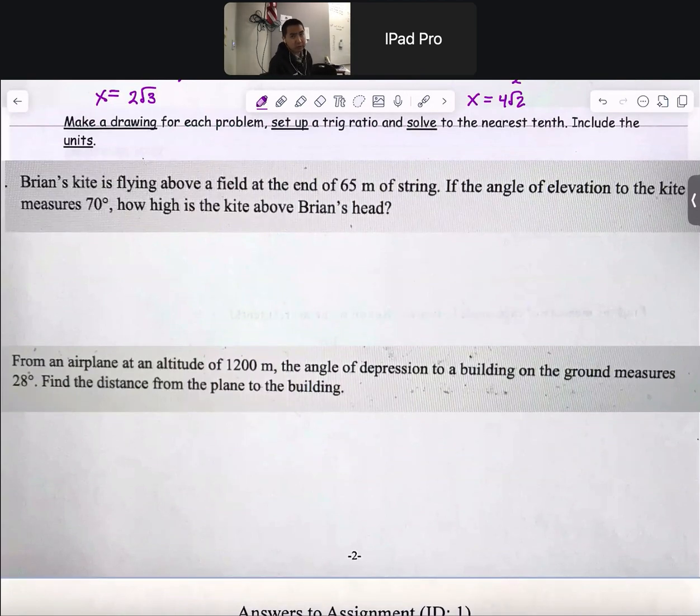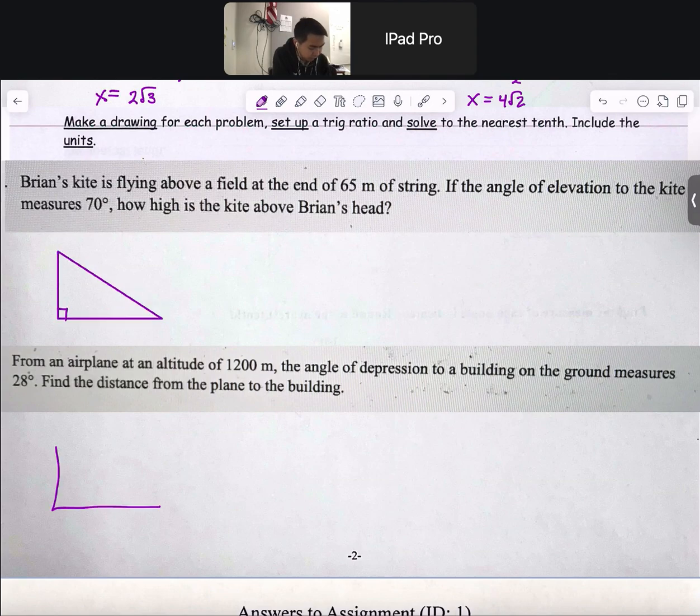Okay, now let's get to our word problems. When you guys start these, you need to draw a right triangle, because we're still using trig. Trigonometry is utilizing right triangles. Okay, Brian's kite is flying above the field at the end of 65 meters of string. So if this is the kite, here is the string, there's the string, the person is here, flying said kite.